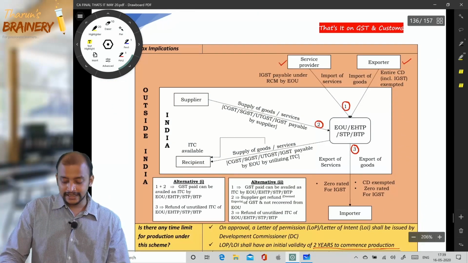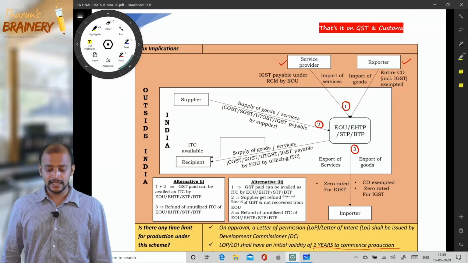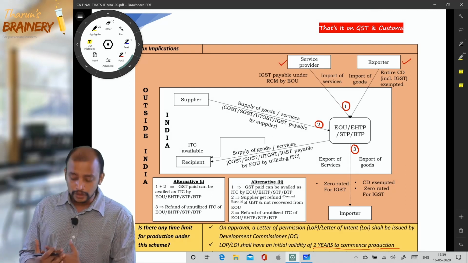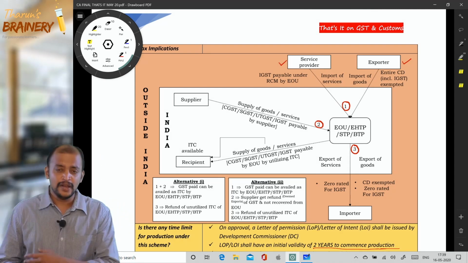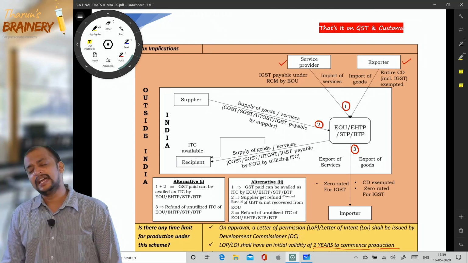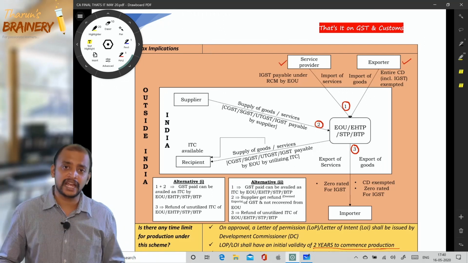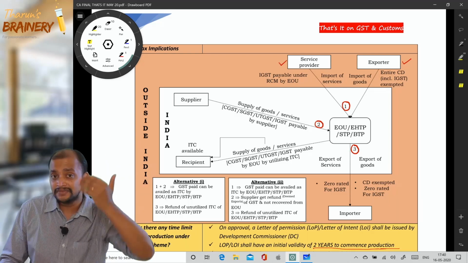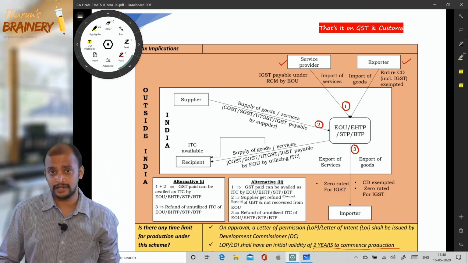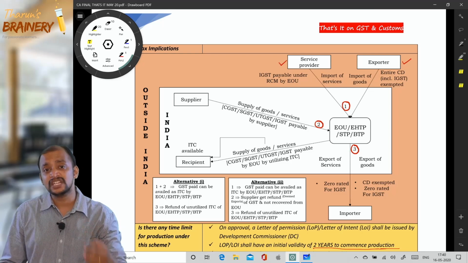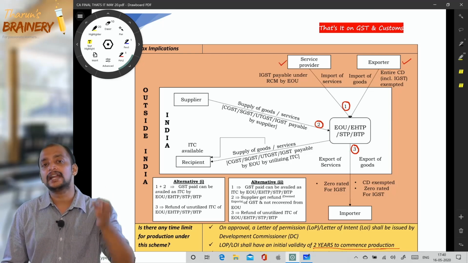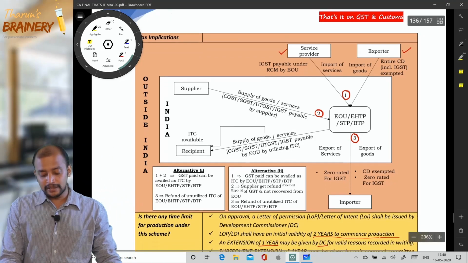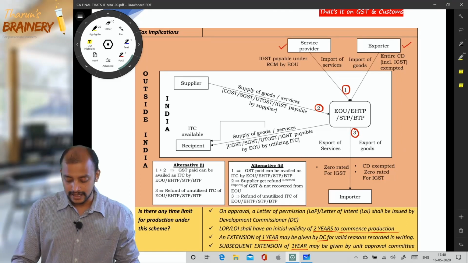Then what are the tax implications? Here, first, whenever they are importing goods or services, with respect to import of goods, entire customs duty including IGST is exempted. But whenever they are importing services, it is not exempted. They need to pay GST, IGST under RCM. So IGST is payable by EOU under RCM.